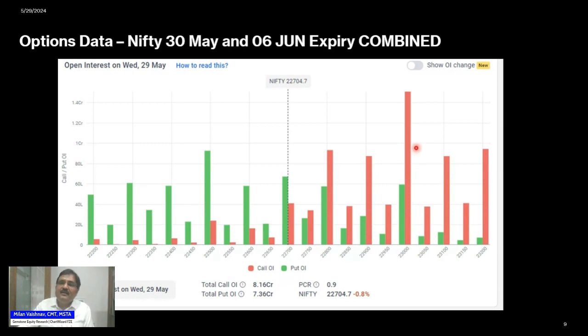23,000 still stays a strike where there is a maximum accumulation of the call writing. So this means that until and unless these levels are taken out on the upside, we continue to see the level of 23,000 acting as a strong resistance. Now, I have not shrunk the number of strikes here, but above this, we have another similar high OI at 23,500 and at 22,000 levels here.